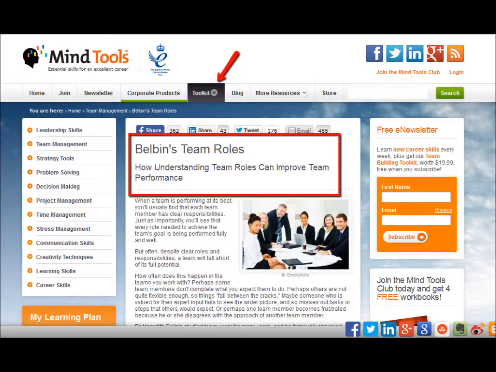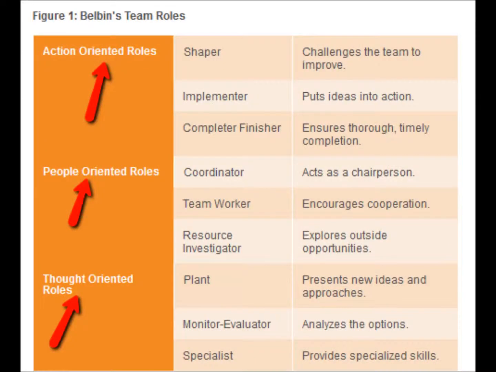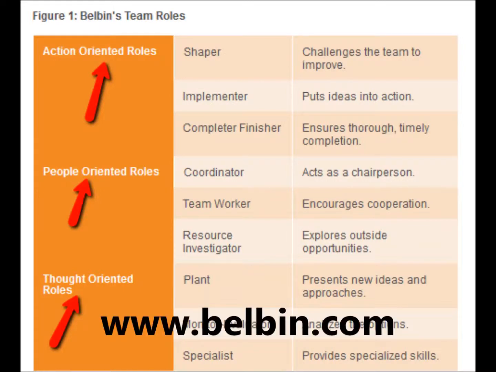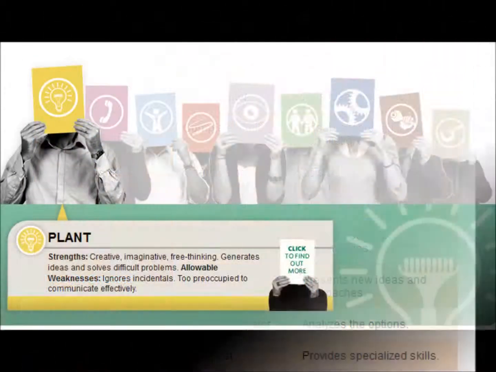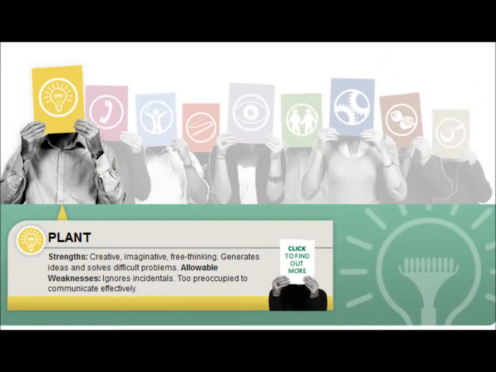The model we'll be looking at is called the Belbin model. Dr. Meredith Belbin observed 9 team member roles, which he categorized into 3 specific groups: action-oriented roles, people-oriented roles, and thought-oriented roles. For time's sake, we'll look at 3 of these specific roles. To look at the remaining roles, go to www.belbin.com. The first role example is that of the plant.